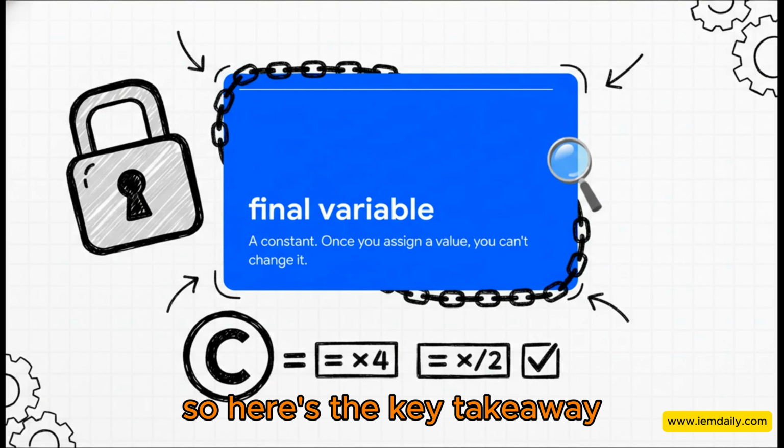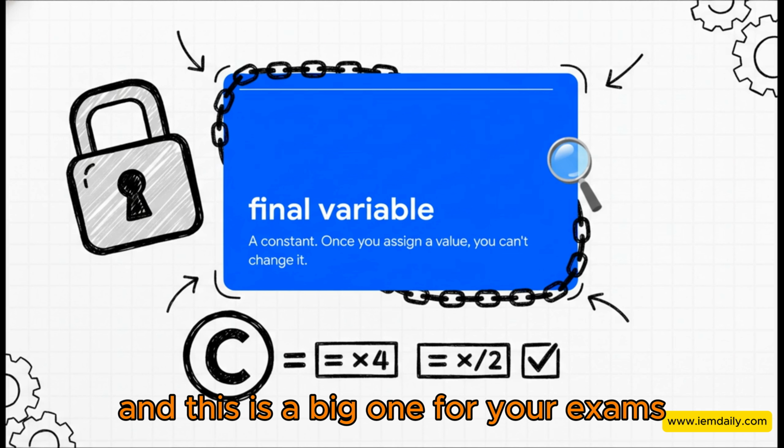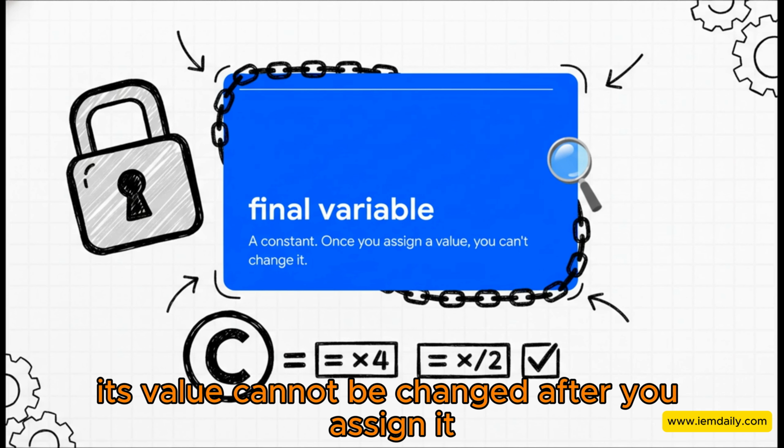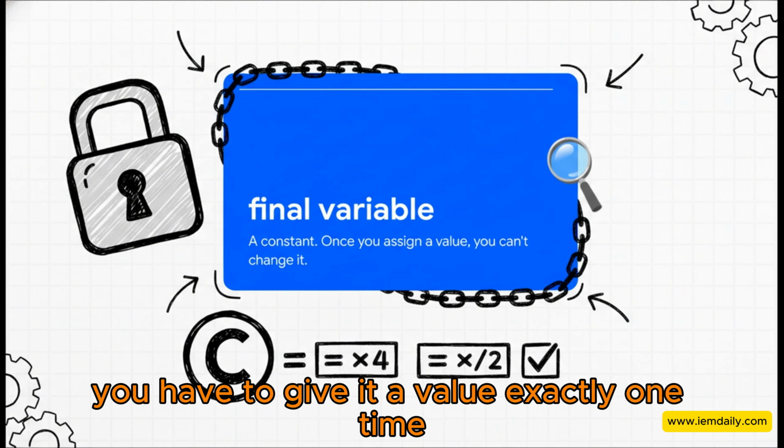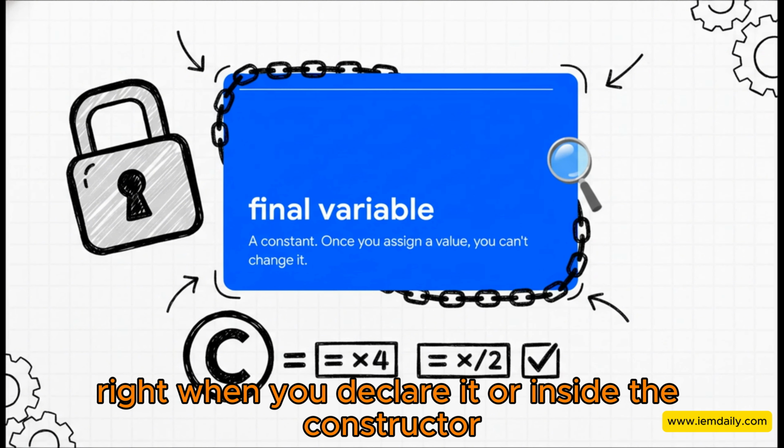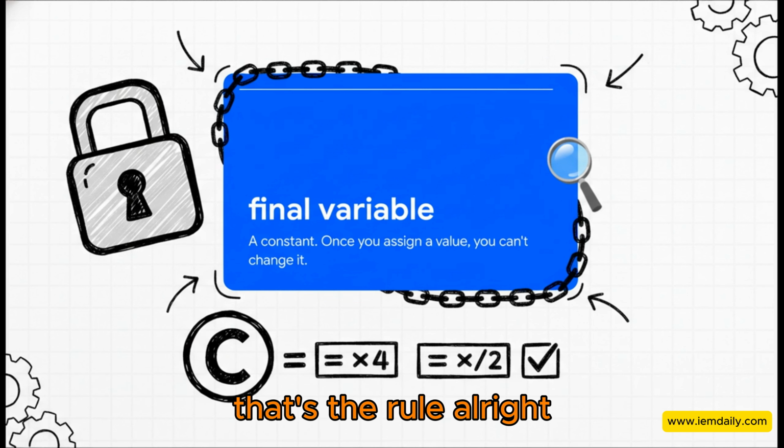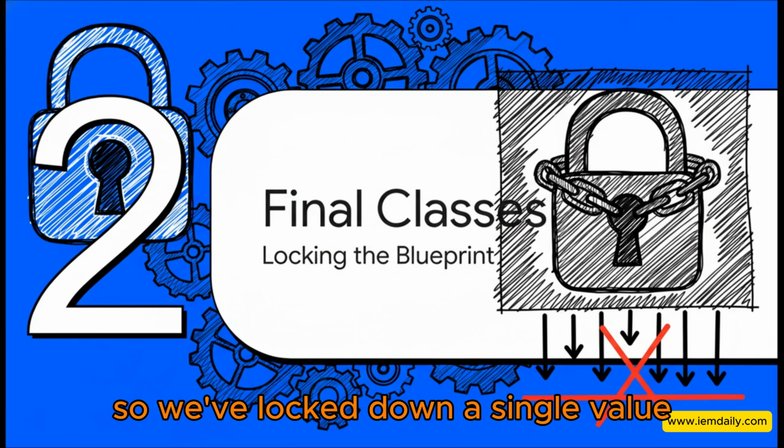So here's the key takeaway, and this is a big one for your exams. A final variable is a constant. Its value cannot be changed after you assign it. You have to give it a value exactly one time, either right when you declare it or inside the constructor. That's the rule.